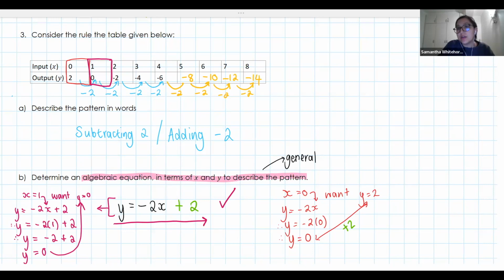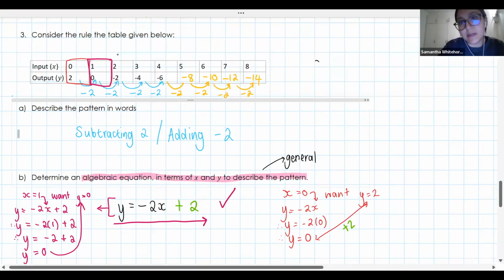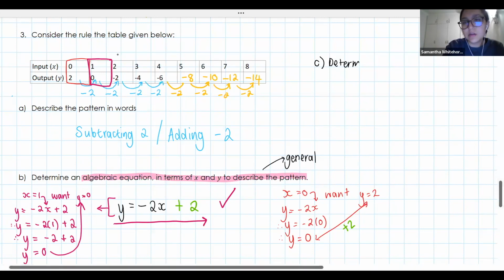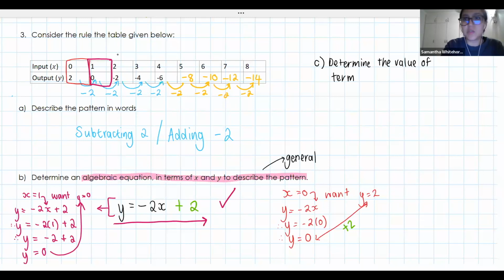Okay, let's do this on the side here. If we have a look at, what are we at? Question C. So if I said to you, determine the value of term, I don't know, let's go term 25. So again, you don't want to have to continue this table until x equals 25. That is way too time consuming. That's not going to work for me. We don't want to do that. We can use our rule.